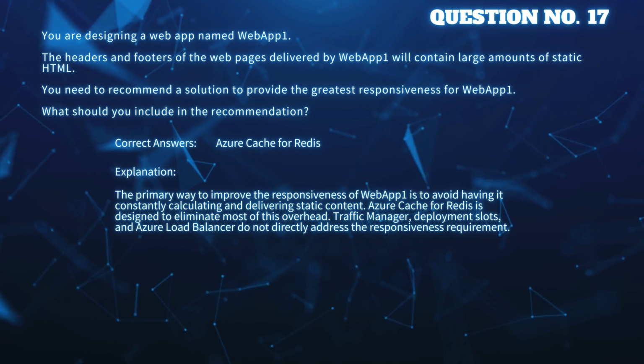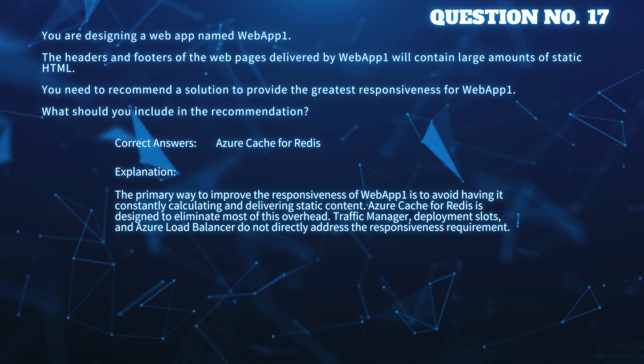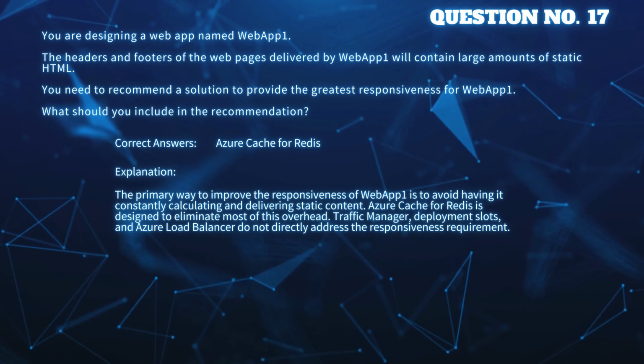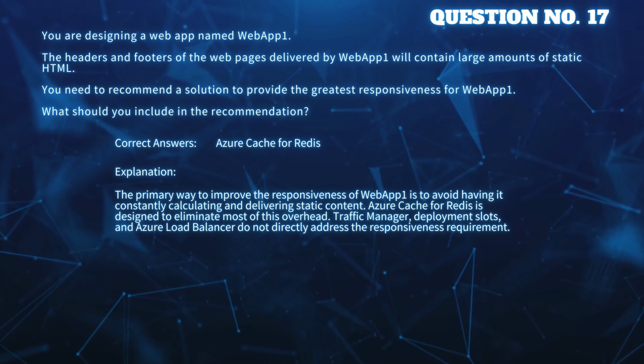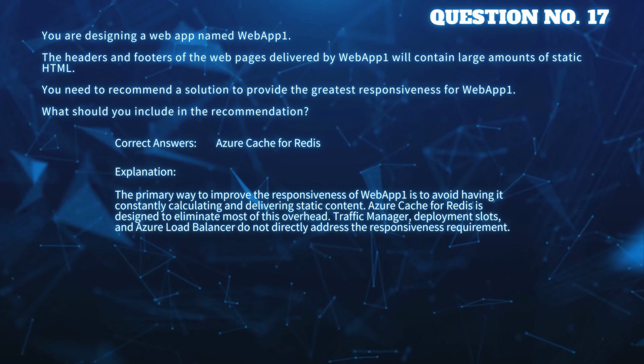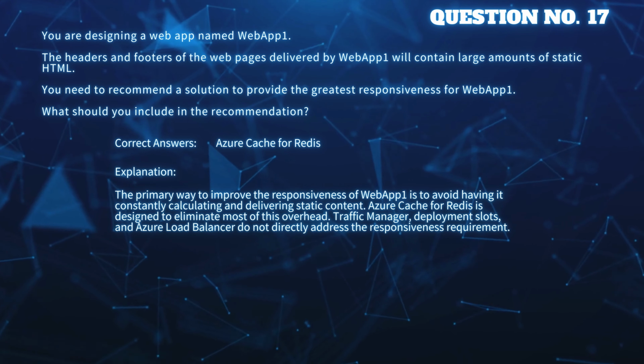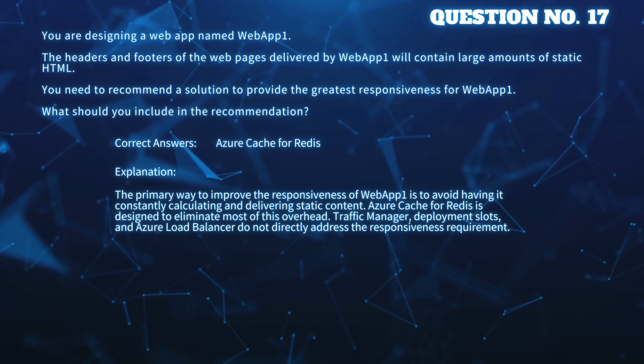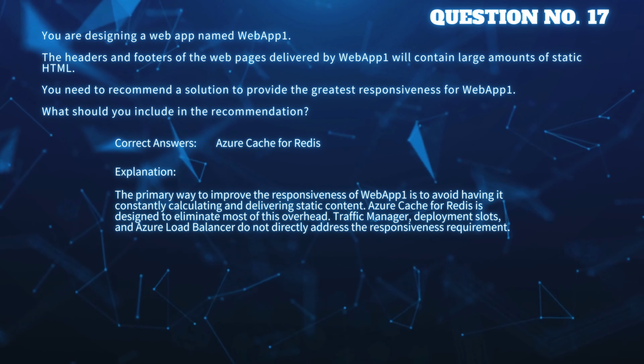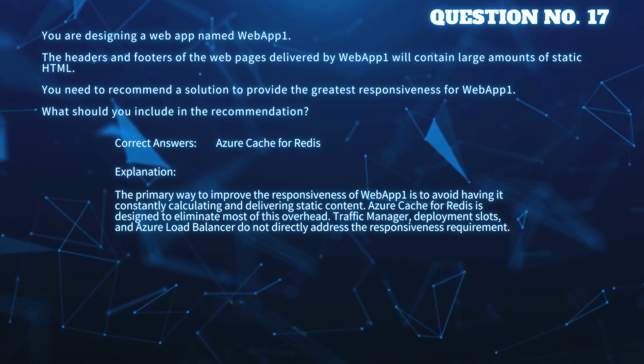Explanation: the primary way to improve the responsiveness of Web App 1 is to avoid having it constantly calculating and delivering static content. Azure Cache for Redis is designed to eliminate most of this overhead. Traffic Manager, Deployment Slots, and Azure Load Balancer do not directly address the responsiveness requirement.